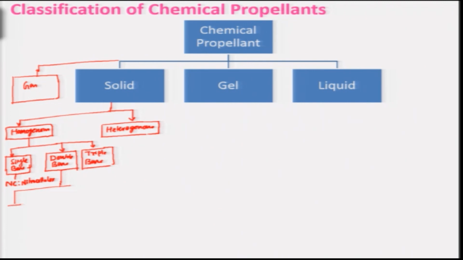One is extruded double base, EDB, and there is a CDB, that is your cast double base. This is your extruded double base propellant, and this is cast double base propellant. And this is divided based on the method by which the grain is being produced from the propellant.